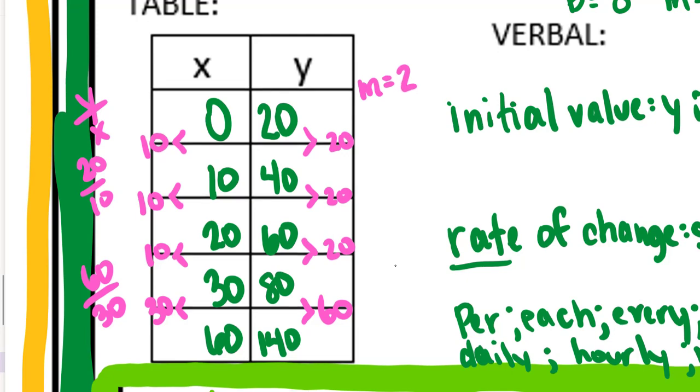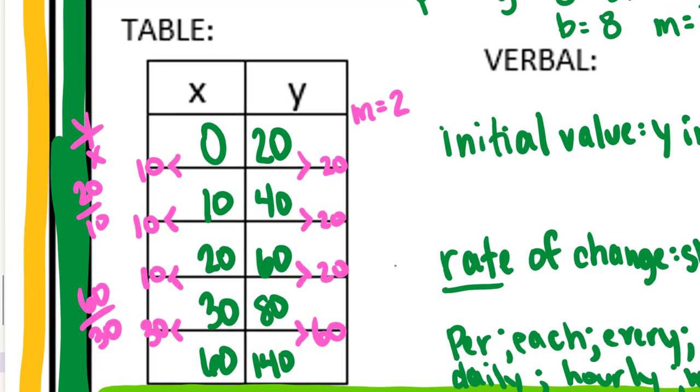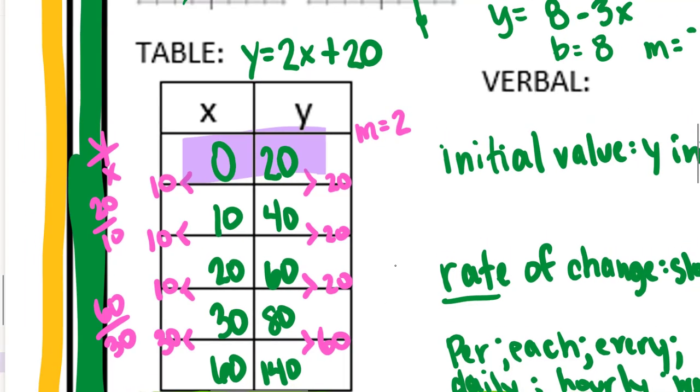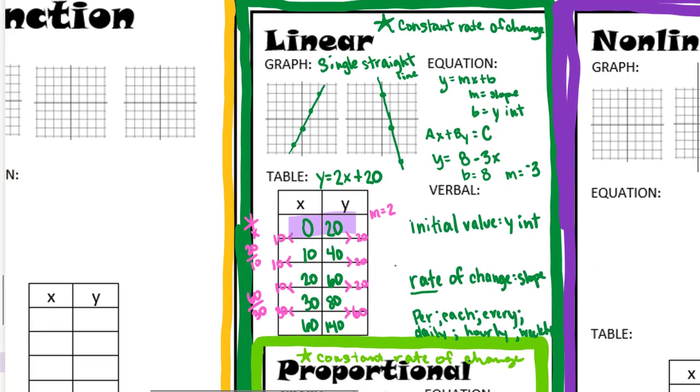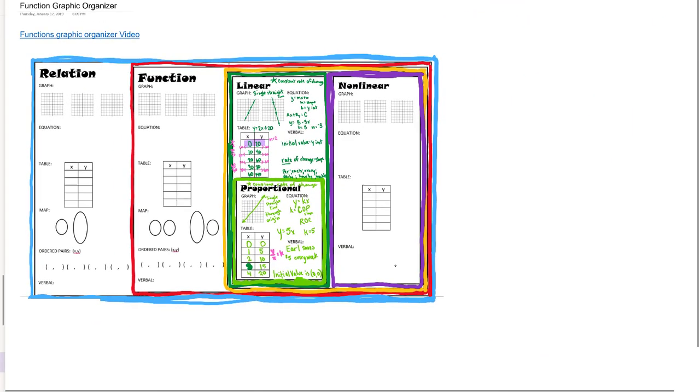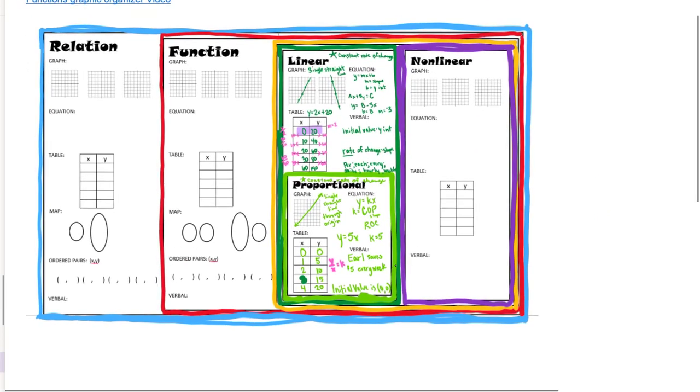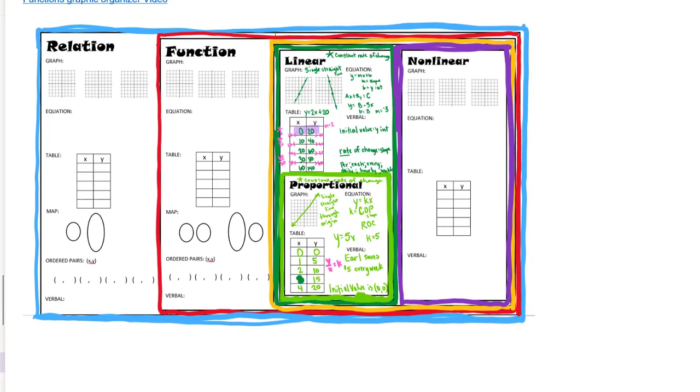Now from this, I can write the equation for this table. My slope is 2, and if you look at this table, right here, that's our y-intercept. So y equals 2x plus 20. There's my linear function rule. Alright, so what you should have so far is linear and proportional. Okay? Next will be nonlinear.